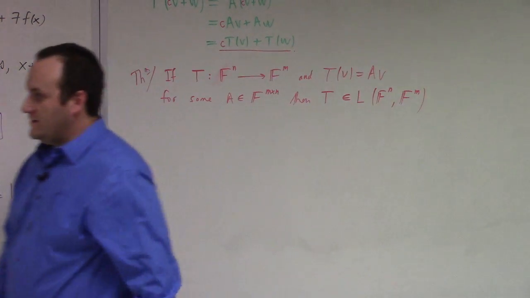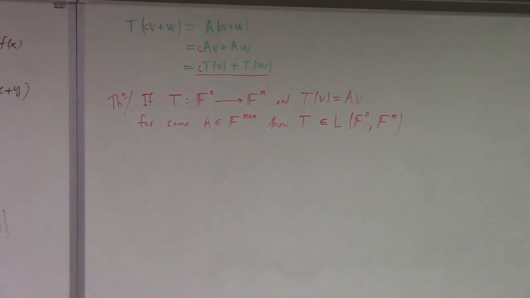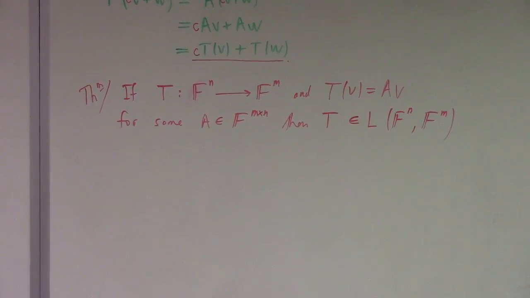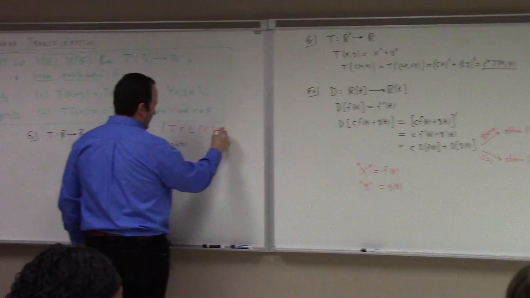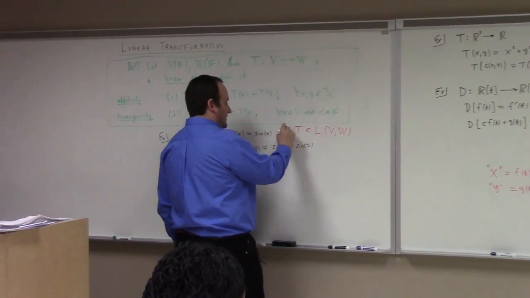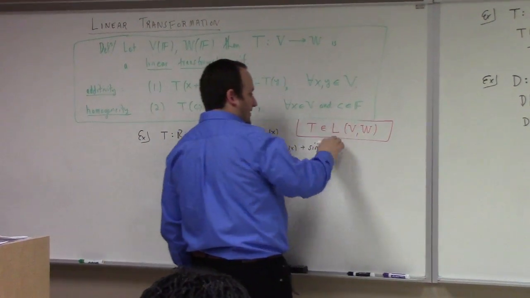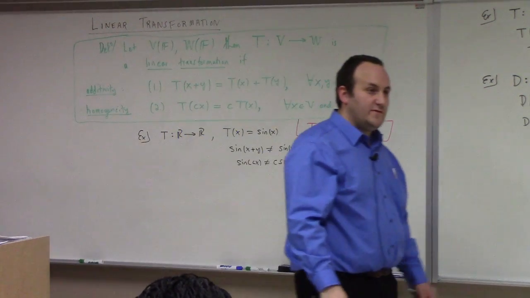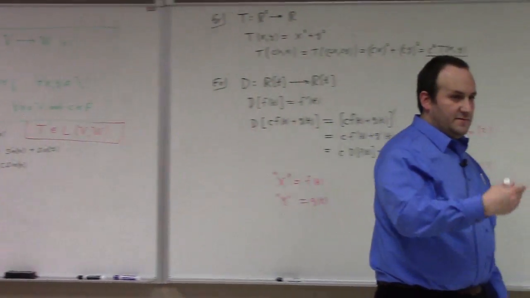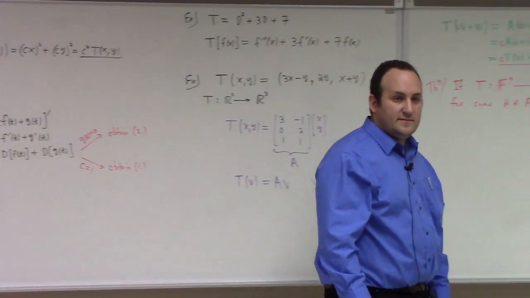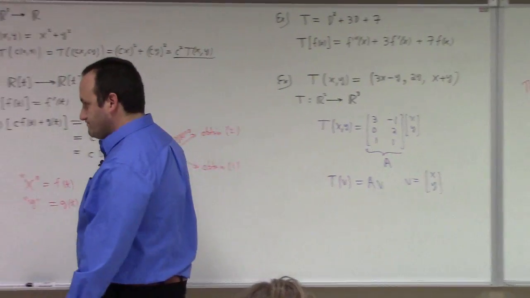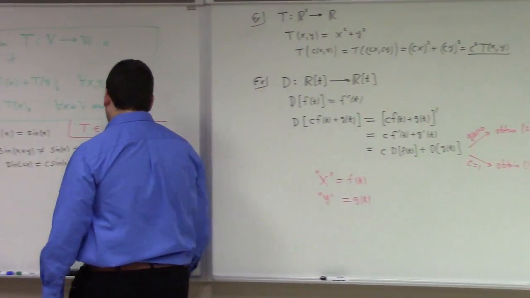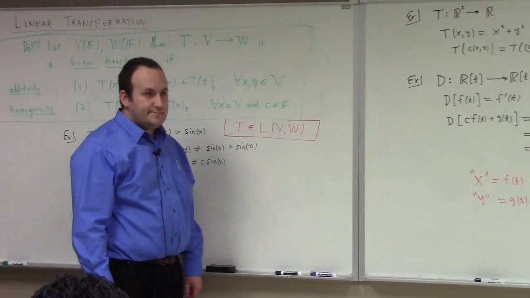One of the things I neglected in this definition, for shame, is what do we call the set of all such things? T is an element of L of V comma W. Here's our name calling. L of V comma W is the set of all linear transformations from V to W. So that's just to give T a home. That's where it lives. Set of all linear transformations L of V comma W. Es bueno? Yeah.